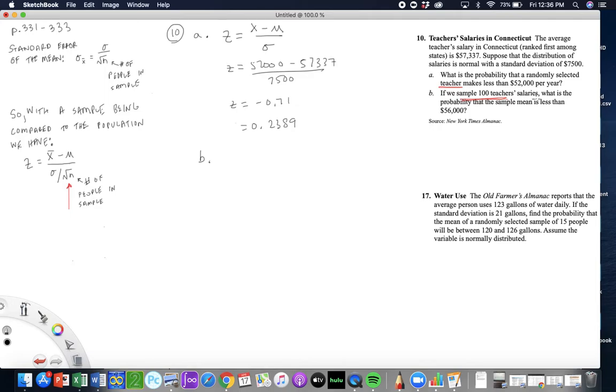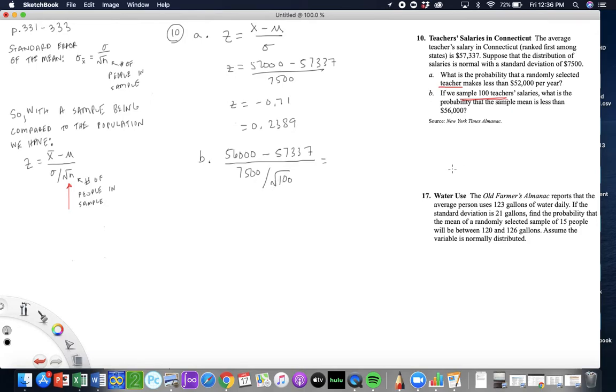And again, I encourage you guys to press pause if you need to. So I'm looking at 56,000 as the value. If the sample mean is 56,000, and then we have 57,337. Again, you'll notice that the population mean is the same. And now this is where the new stuff has changed. We're going to use the population standard deviation, which is 7,500, but then I'm going to divide by the square root of my sample size, which in this case is 100. Okay? So again, reiterating, this is the only thing that's changed from our sections so far.